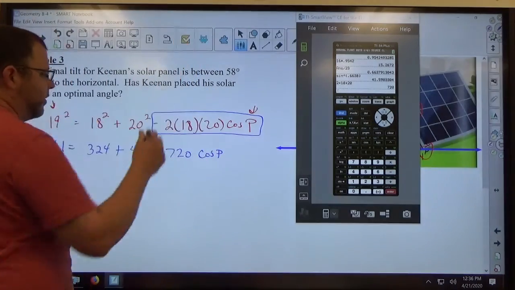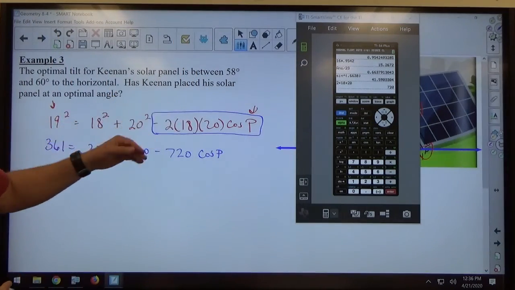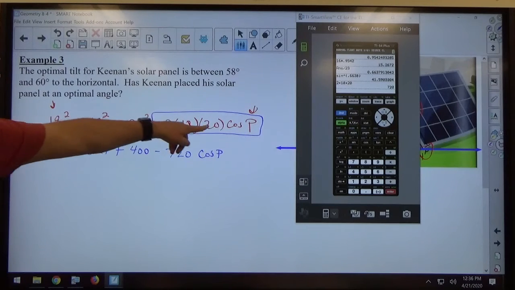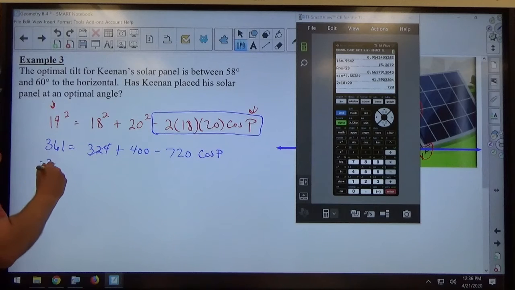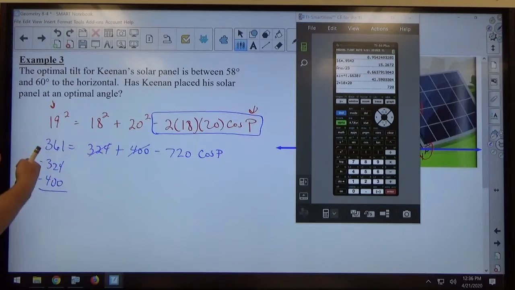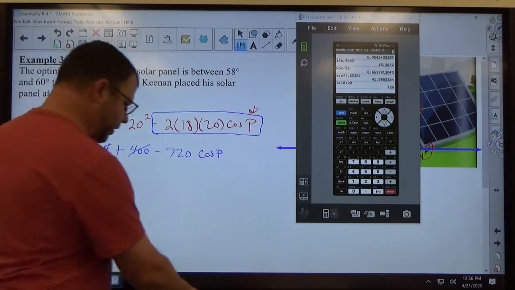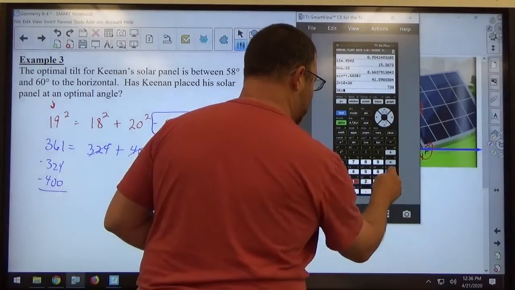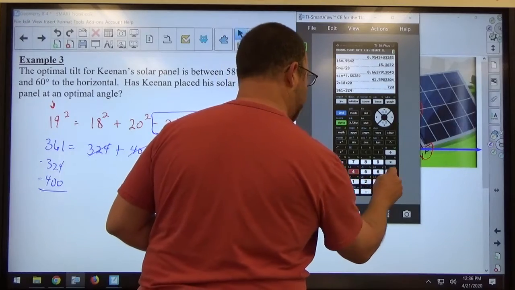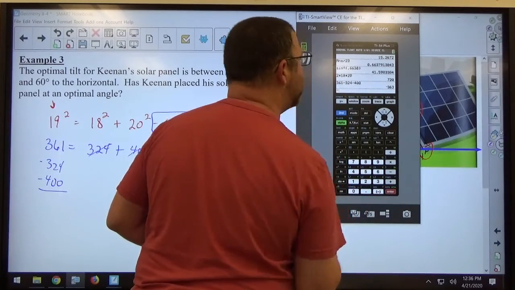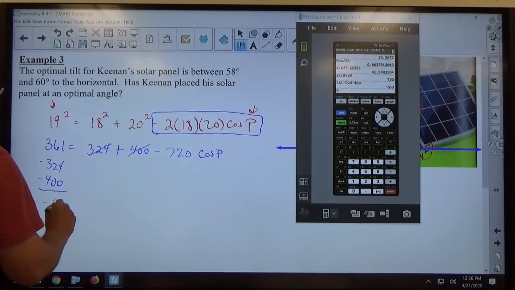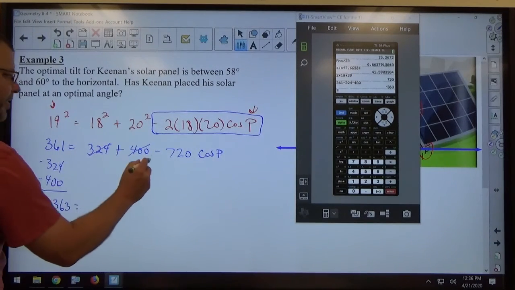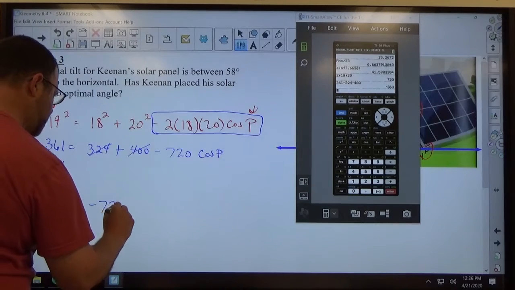So when we do side, side, side, step 1 is to just set it up properly. Step 2 is to evaluate all these squares in this product. We want to make sure that this and this, the two numbers that don't have cosine attached to them, get moved over to the other side. So 361 minus 324 minus 400 comes out to negative 363. So all the stuff on the left is negative 363. What's left on the right is negative 720 cosine of P.